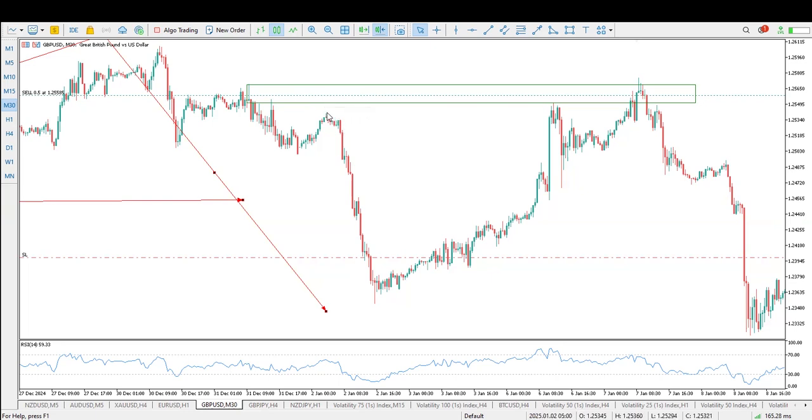Now, the market has fallen, and as the market is reversing, this first lower high is called an inducement liquidity. This is the reason why a lot of traders get trapped in the market. They want to buy from an inducement liquidity. Inducement liquidity is a trap.